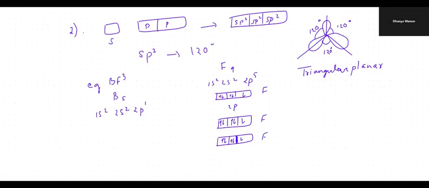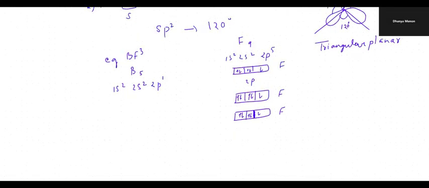Now, for boron, this is 2s. This is 2p, 1 electron. Okay. Now, boron has to form 3 bonds. So it needs 3 unpaired electrons. So what happens? S and P, they intermix. But before intermixing, we need the unpaired electrons. Yes, I was about to make a mistake to intermix the fully filled orbital, which does not take place. I cannot intermix a fully filled orbital.